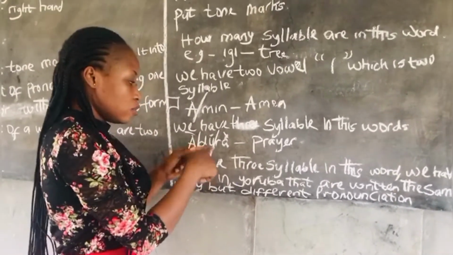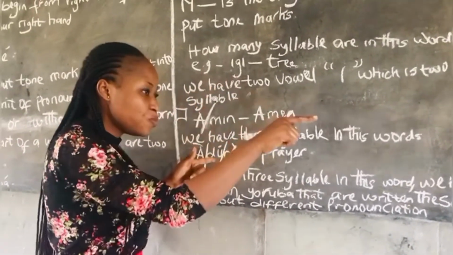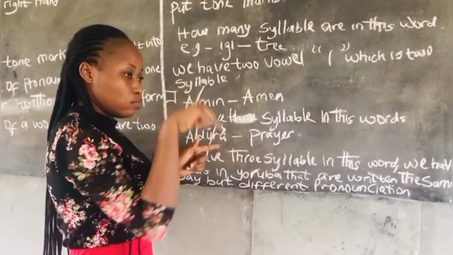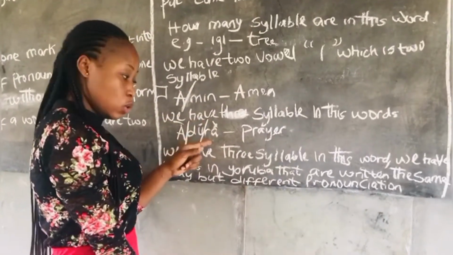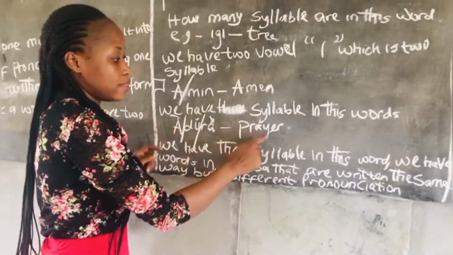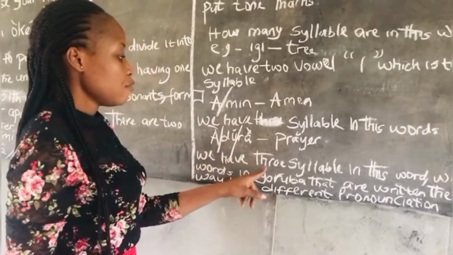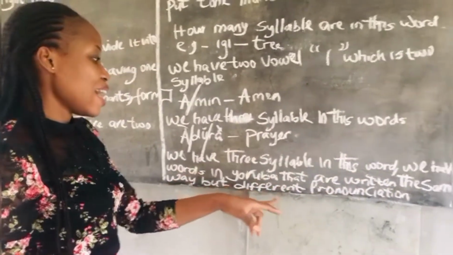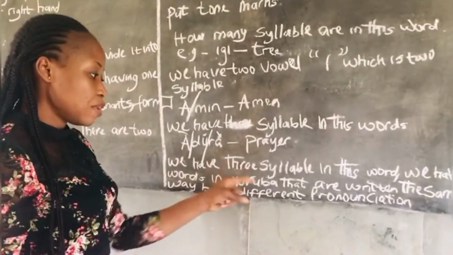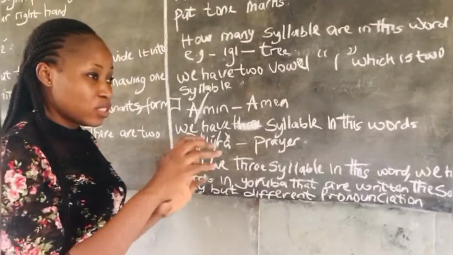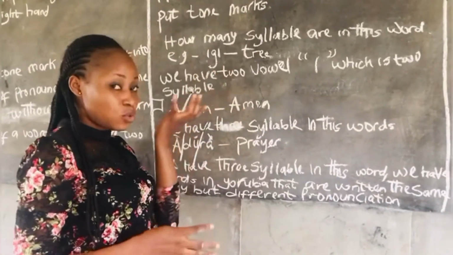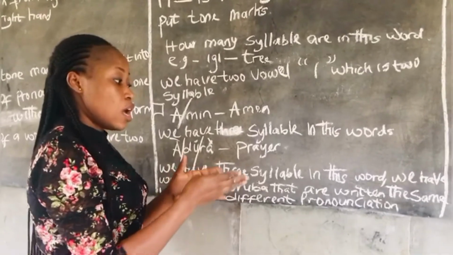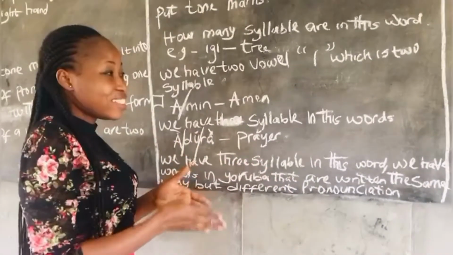Do, do, that's the mi, that's the high tone. Ra, do, that's low tone again. So adura, that's the prayer. We have 3 syllables in this word, and we have words in Yorùbá that are written the same way but have different pronunciation. That's why you need to understand the tone mark. We have different words in Yorùbá that have different pronunciation, but they are written the same way.